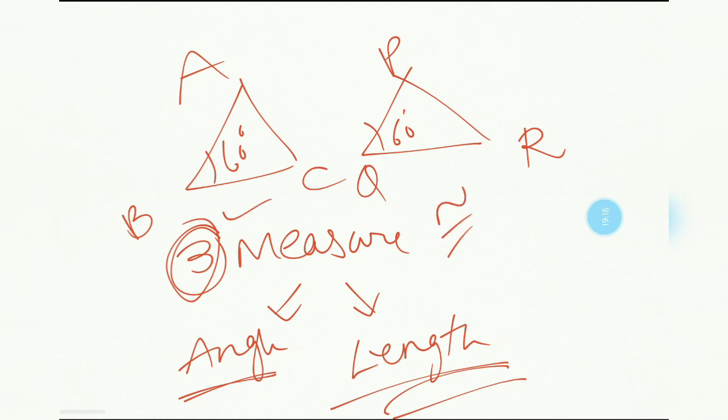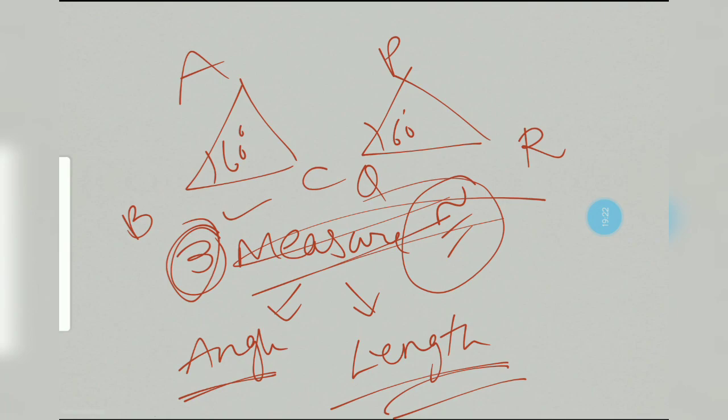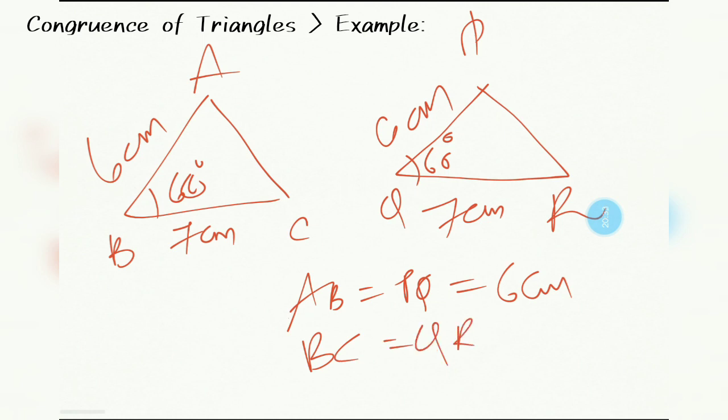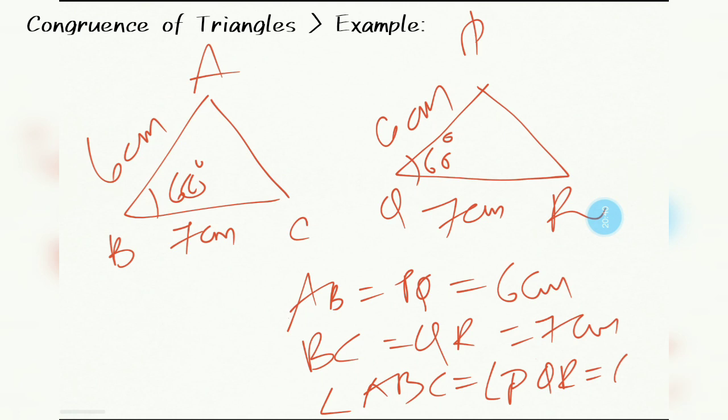Congruency symbol is this. This question won't give the values directly, but I'll give you an example which is going to be completely brief. AB is equal to PQ is equal to 6 centimeter, and BC is equal to QR is equal to 7 centimeter. Angle ABC is equal to angle PQR is equal to 60 degree. So therefore, by SAS congruency rule, triangle ABC is congruent to triangle PQR. So that is how you will show it.